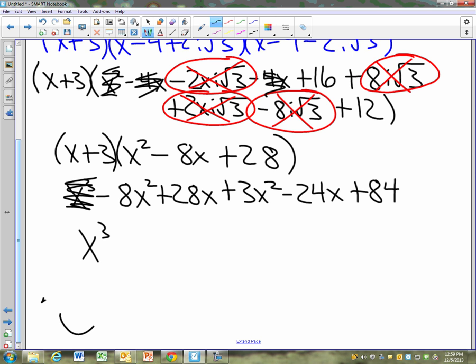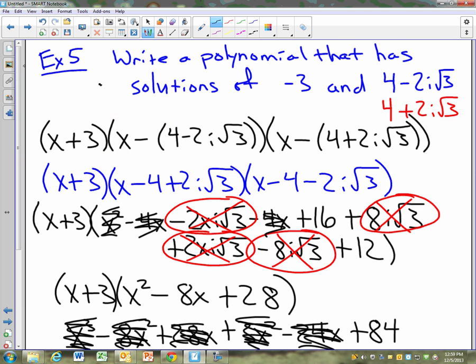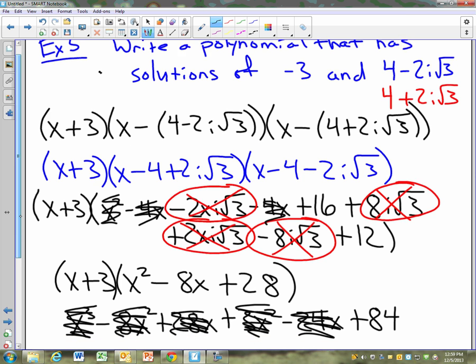What is my x squared term going to be? Minus 5x squared. What is my x term going to be? 4x. That is the polynomial that has solutions of negative 3, 4 minus 2i roots of 3, and 4 plus 2i roots of 3. Just in case you're curious. Isn't that wonderful? And now you know.